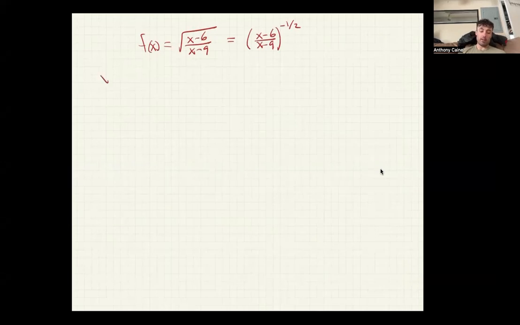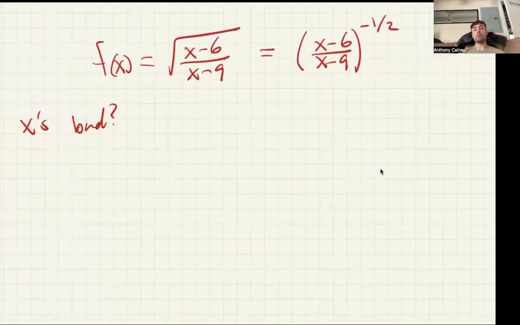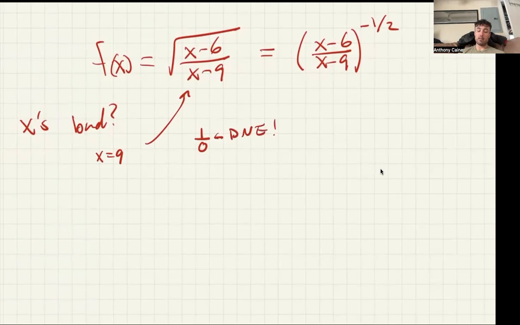Okay, so which x's are bad? This is asking ourselves, which numbers can we plug in for x and we get an expression that doesn't make sense or isn't defined? So for example, x equals 9 is bad because it makes the denominator 0. Take any number you want, I'll just use 1, divide by 0. This thing here does not exist. So if you plug in 9, you'll have something like 3 over 0. That also doesn't exist. So x is not allowed to equal 9.